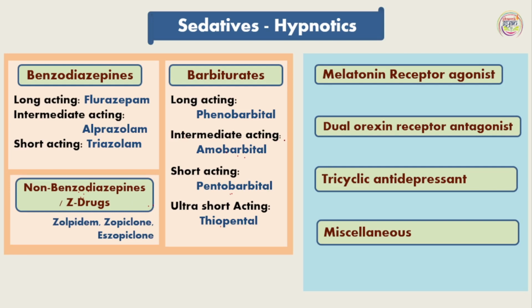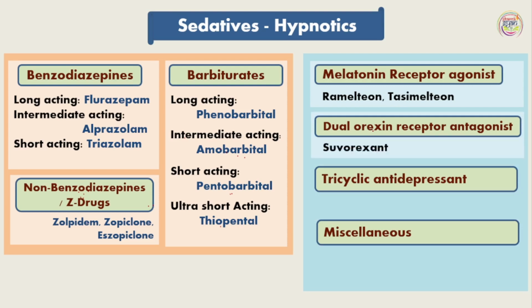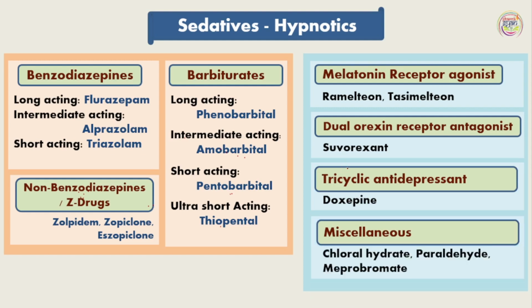Now coming to the melatonin receptor agonists. These drugs are Ramelteon and Tasimelteon. The dual orexin receptor antagonist is Suvorexant, and the tricyclic antidepressant is doxepin. Miscellaneous drugs are chloral hydrate and paraldehyde type drugs.